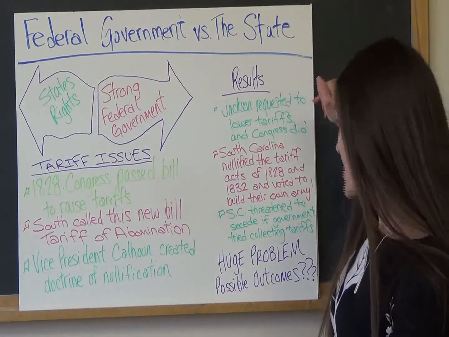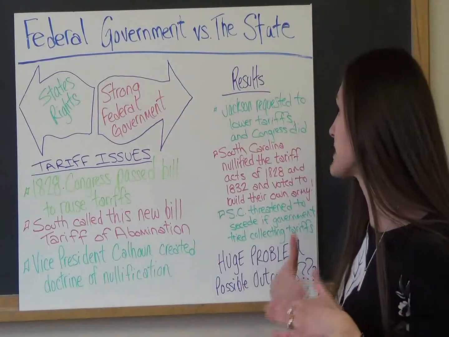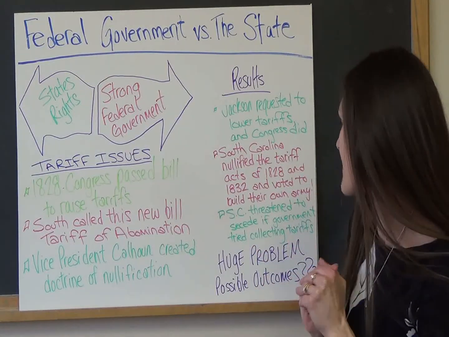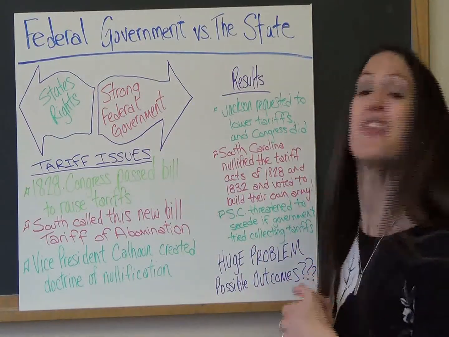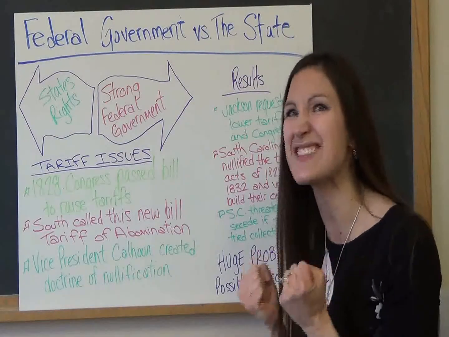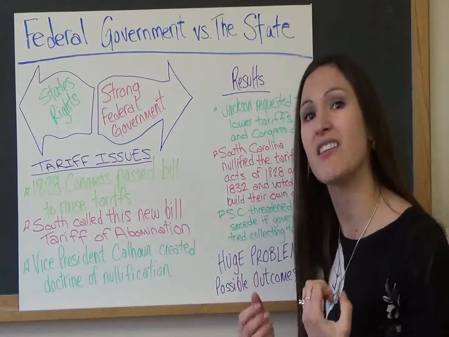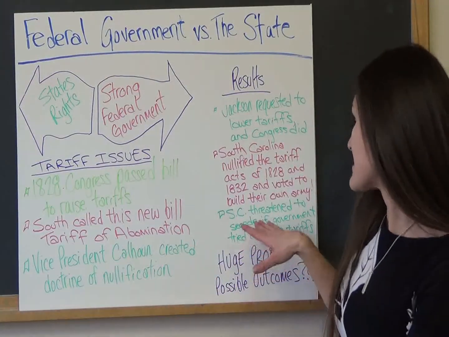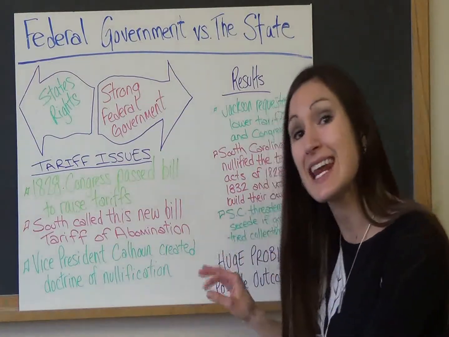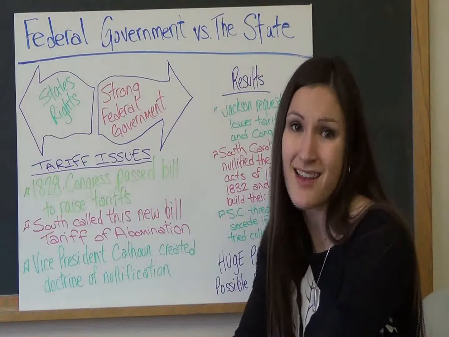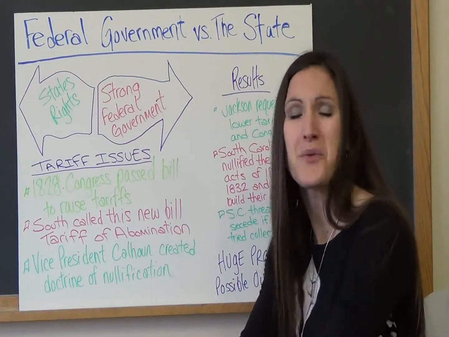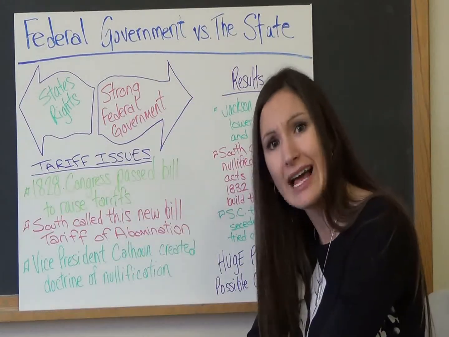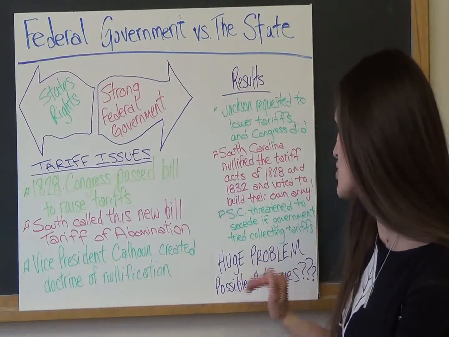The result? Jackson requested to lower the tariffs, and Congress did. But that wasn't good enough for South Carolina. They nullified the Tariff Acts of 1828 and 1832, and they voted to build their own army. I mean, think of the tension between the states, South Carolina, and the federal government. What's going to happen? They're going to build even their own army. South Carolina threatened to secede if the government tried collecting these tariffs. Secede, break away from the Union. We're not going to be a part of the United States anymore if you come and try to collect these taxes. It is a huge problem.